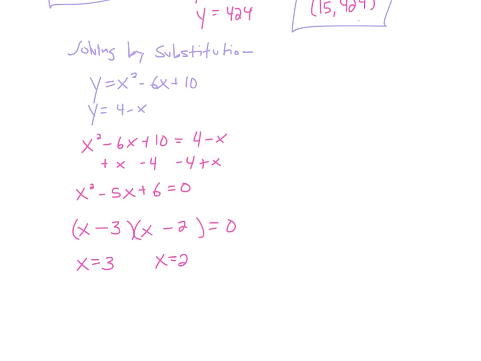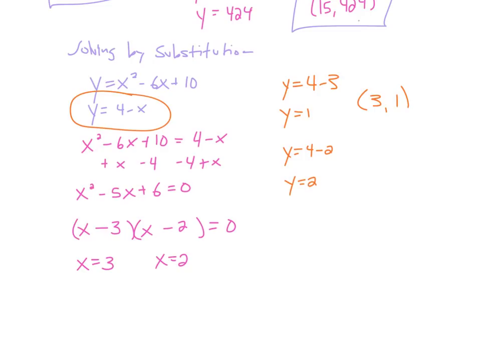Now the same as when I did elimination, I now need to take these values and substitute them into one of my original equations. Again, I would recommend using the linear equation since there's no x squared term in there. If I plug 3 in, y equals 4 minus 3, y equals 1, so that gives us the point 3, 1. And substitute 2, y equals 4 minus 2, so I get y equals 2, which gives us the point 2, 2. And those are my two solutions there for solving those systems.